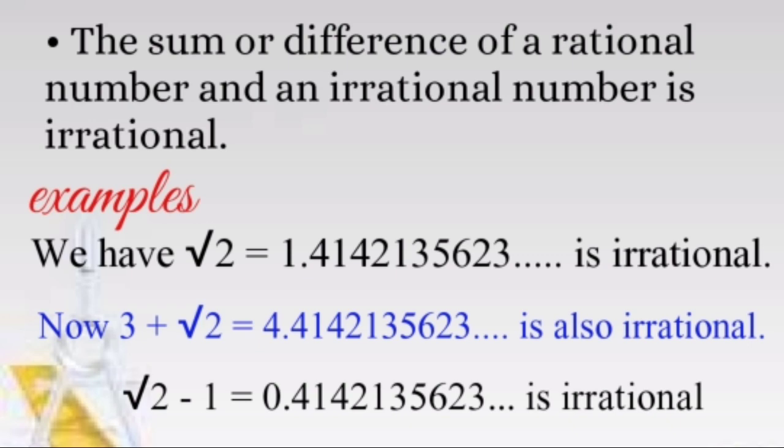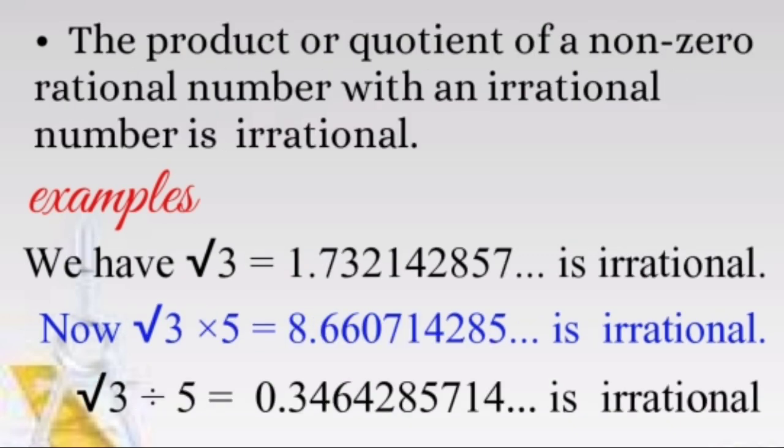If you are subtracting, for example, root 2 minus 1, root 2 is irrational, 1 is rational. What is root 2 minus 1? Root 2 minus 1 equal to 0.414213, etc. It is also irrational. From these examples, we can understand that the sum or difference of a rational number and an irrational number is irrational. Then what about the product and quotient of a non-zero rational number with an irrational number? The product or quotient of a non-zero rational number with an irrational number is irrational.